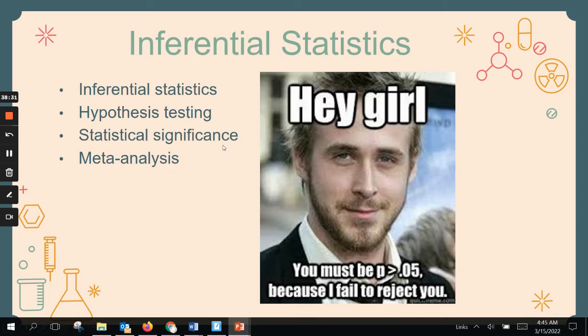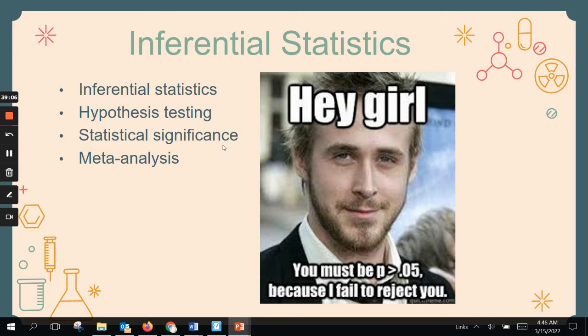Inferential statistics, on the other hand, is an analysis of data that determines the probability of events. It generalizes the findings and tests hypotheses through statistical methods. Hypothesis testing is when statistics are used to determine if the data supports or rejects a hypothesis. In statistics, often you don't test the hypothesis. That's not what you're trying to prove. You're trying to disprove the null hypothesis.